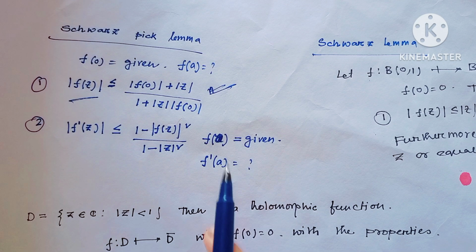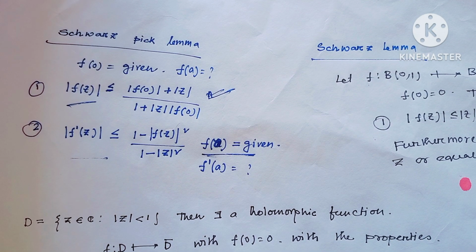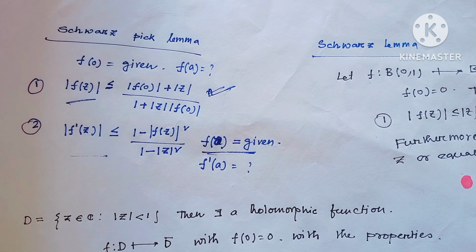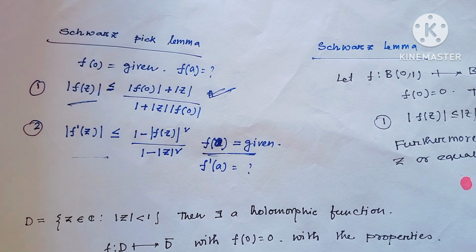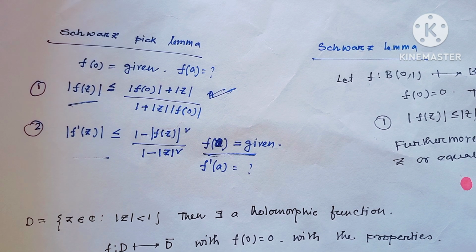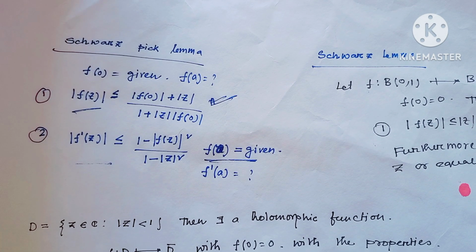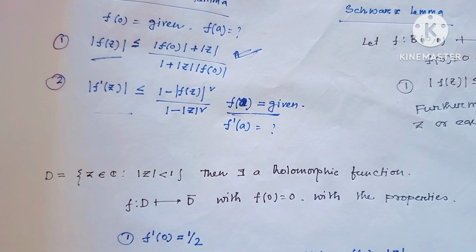Also, if f(a) is given, then by Schwarz-Pick Lemma we can find f'(a), which satisfies |f'(z)| ≤ (1 − |f(z)|²) / (1 − |z|²). And in my previous video I had seen this example.